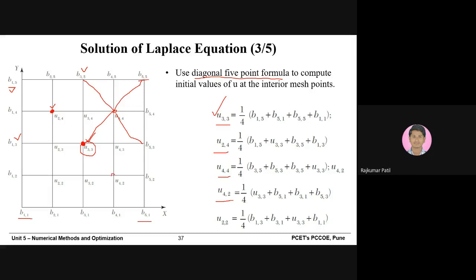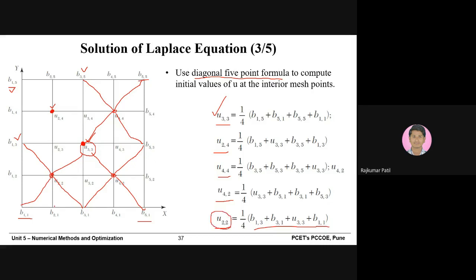Similarly, u42. You can see u42 here: u33, b51, b53 and b31. And u22. For u22, you just draw a diagonal. The first point is b13, then b31, then u33 and b11. So take the average of these data points, and you will get u22.